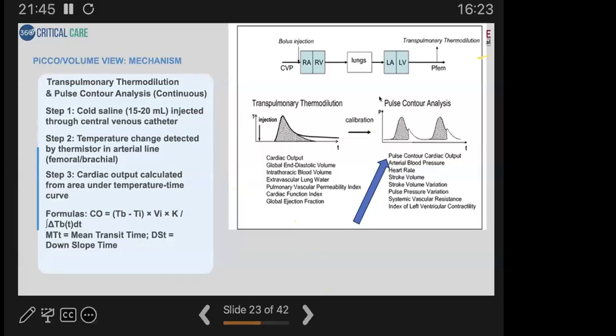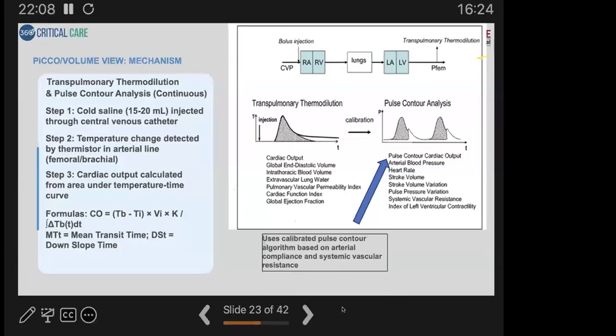And once you calibrate, the pulse contour analysis continuously monitors the cardiac output. It gives us BP, heart rate, stroke volume, SVV, PPV, SVR, and index of left ventricular contractility. So these are the usual parameters we get because of TPTD and pulse contour analysis.